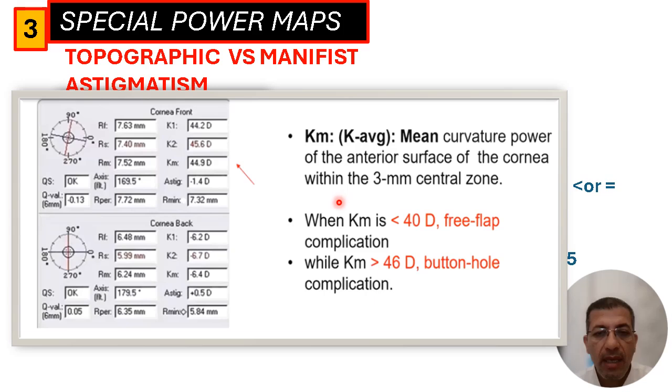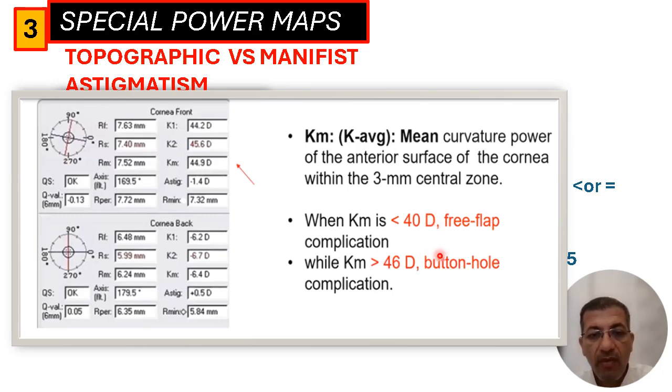And for people who are doing LASIK refractive procedures, if you find the flat K is very low, that's less than 40 diopter, this carries the risk of free cap. And so you have to avoid using the microkeratome in these cases, and you might change to another method of surgery like the PRK.